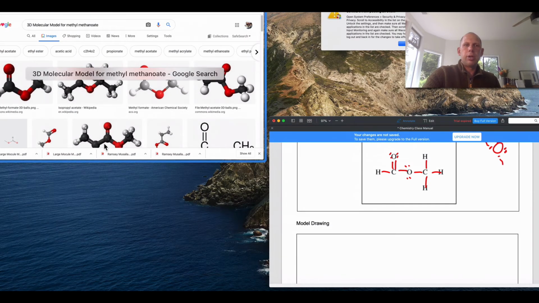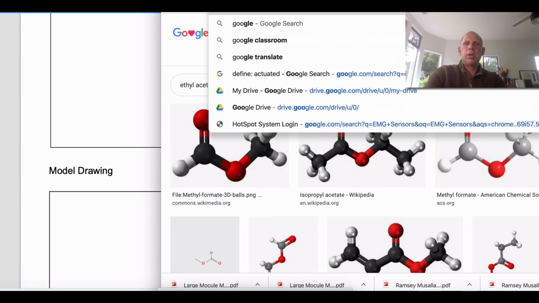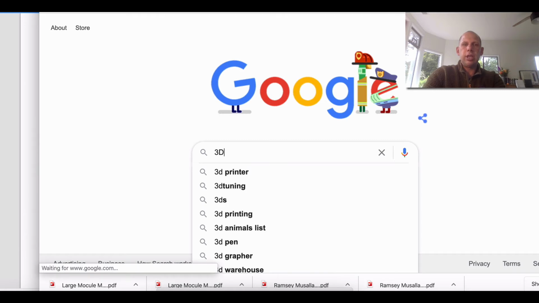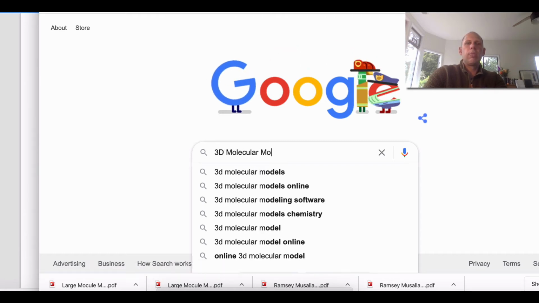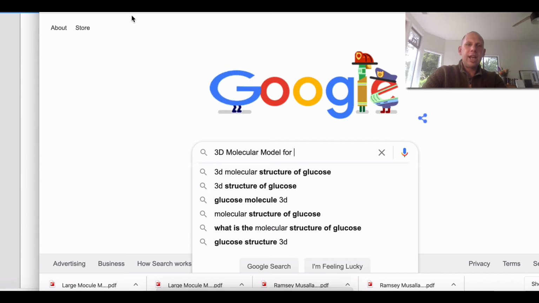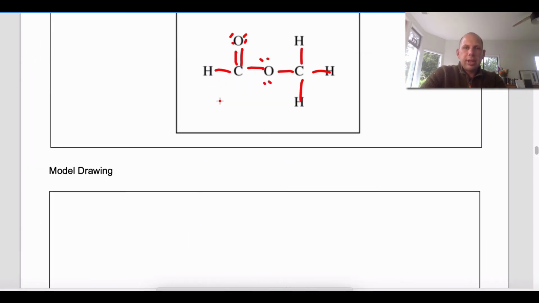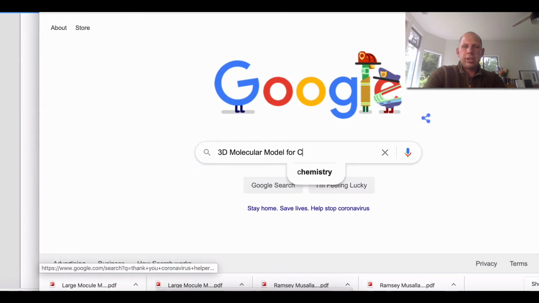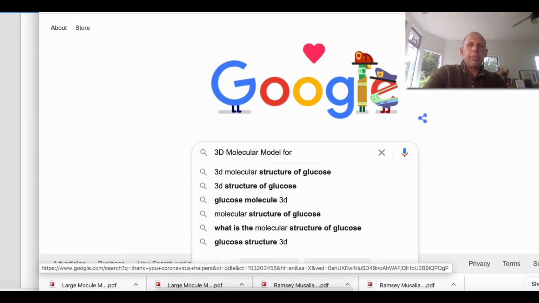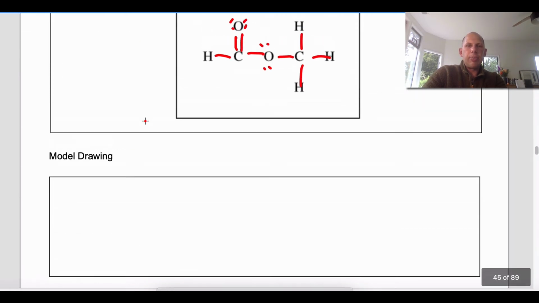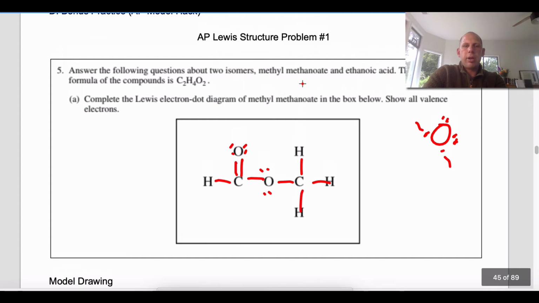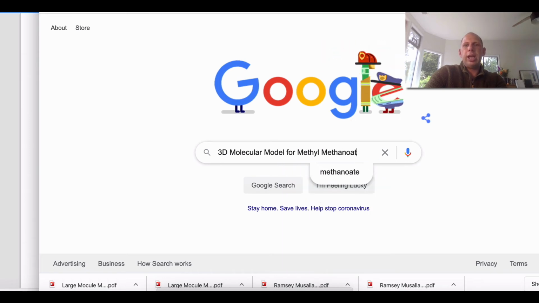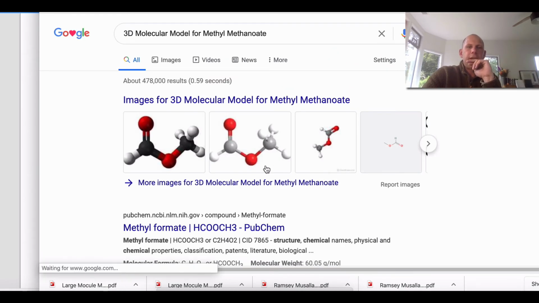So we're going to open up Google here, and we are going to do the same search for each one. You're going to say 3D molecular model 4. And if there's the name, you're going to do the name. If there's not the name, you're going to do the formula. Like for this one here, you would put C2H4. But for the example I'm going to use, they gave me the name in the problem. So it's methyl methanoate. So I go 3D model 4, methyl methanoate. Boom. Okay, and then I go images.